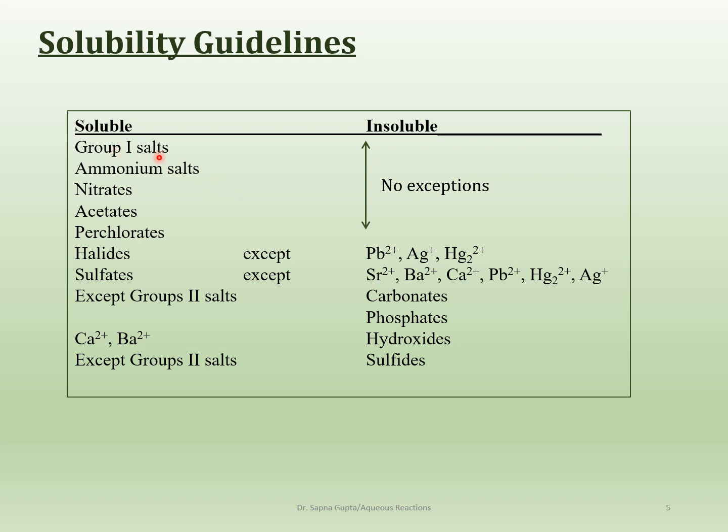Now group 1 means what? Group 1 actually means a cation, right? So group 1 is like Na+ or Li+, right? It's an ion. Remember, we're always talking about ions here. We're not talking about sodium or lithium as in a metal. So these are all ions.